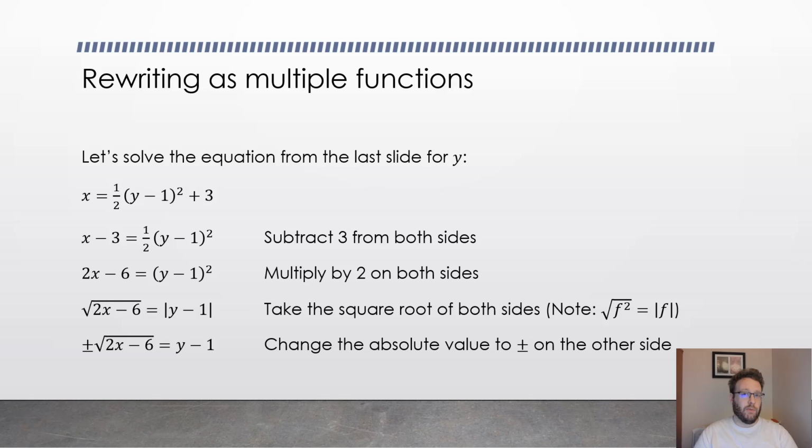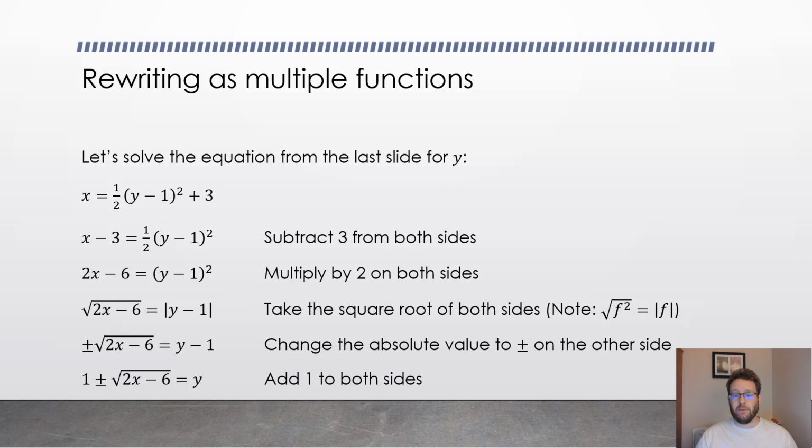Do keep in mind that for me at least, I always want to see a plus written separately from the minus. So when I add 1 to both sides, I would have y equals 1 plus the square root of 2x minus 6, and a second equation of y equals 1 minus the square root of 2x minus 6.